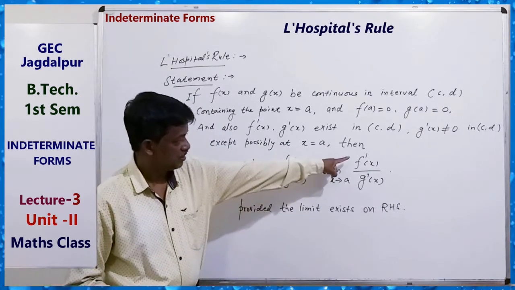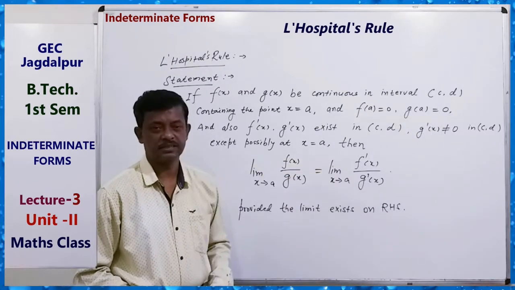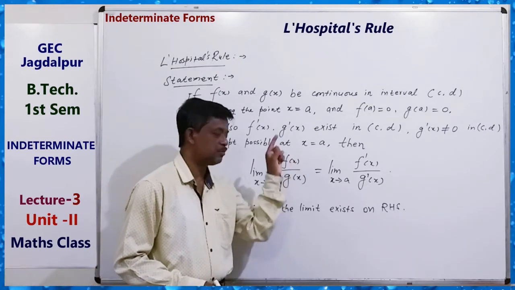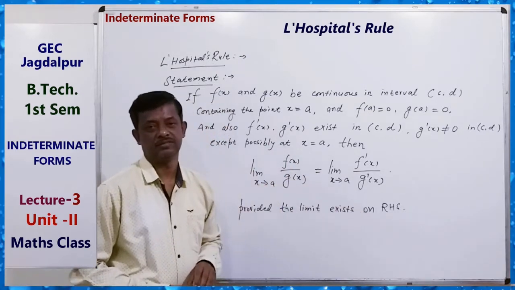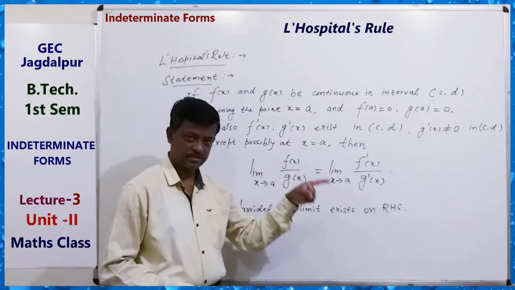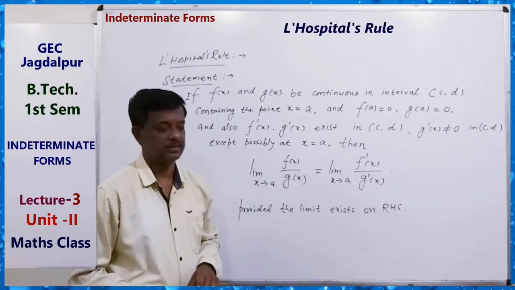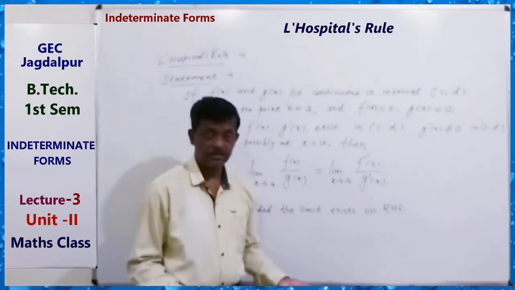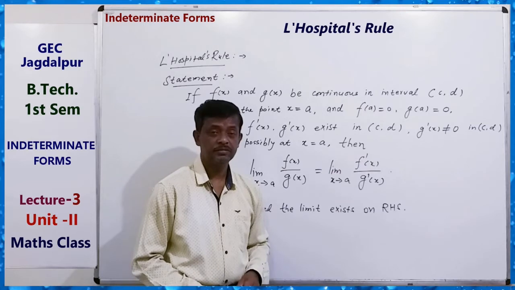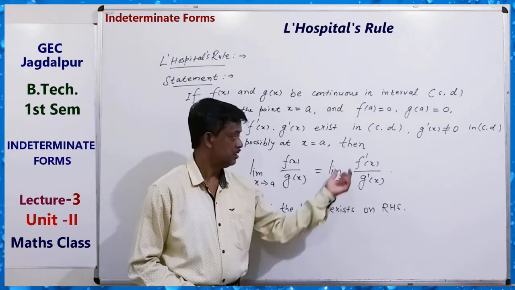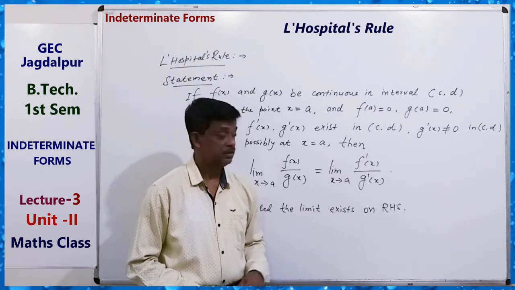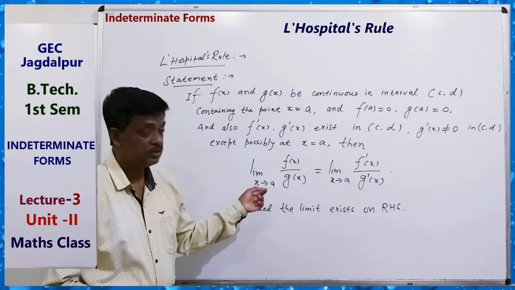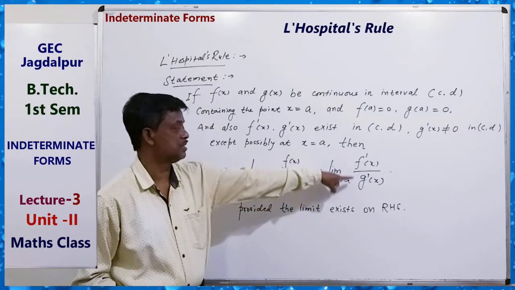If this limit exists, then we can say that this fraction is approximated to that finite value, that is, the limiting value exists. If g'(x) equals 0 and f'(x) is 0 or may not be 0, then also we can use this rule once again for the functions f' and g'.